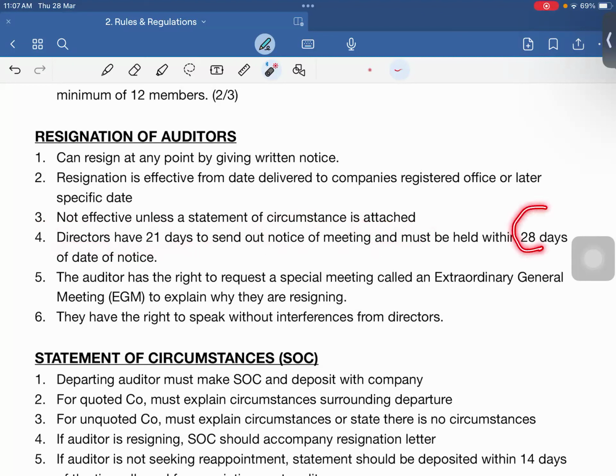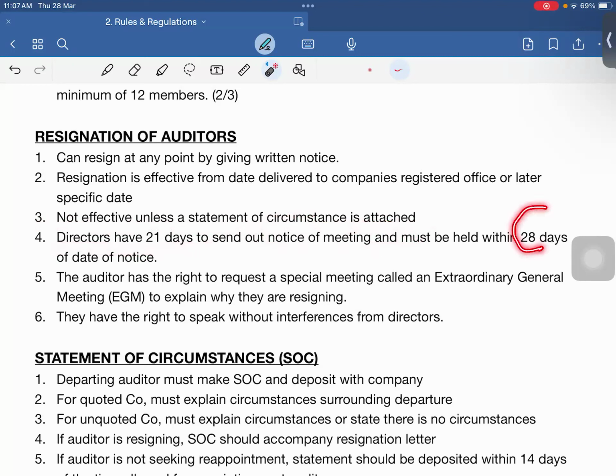So they are given this right. Understood? Now, SOC, that is statement of circumstances. The departing auditor is the one who is going to make this SOC, and he is going to deposit it with the company. Clear? Now, if it is a quoted company, this SOC is going to be on the departure. Clear? That means why he is leaving, what is the reason and when is he leaving?